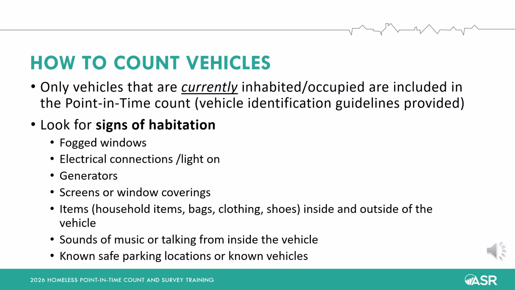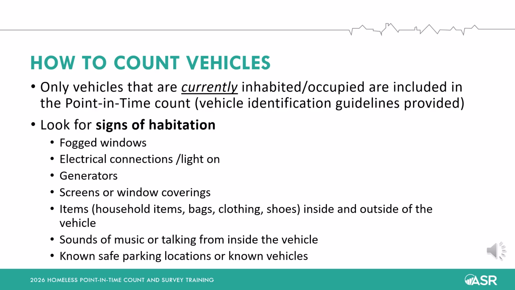Listed here are some ways to identify vehicles that are housing individuals. We want to maintain a respectful distance, so please do not walk up and look inside the vehicle, knock on the vehicle doors or windows, or shine flashlights into the vehicle. Instead, here are some signs that you can look for to indicate whether somebody is living in the vehicle or not. A vehicle with windows that are fogged, partially open, or blocked.